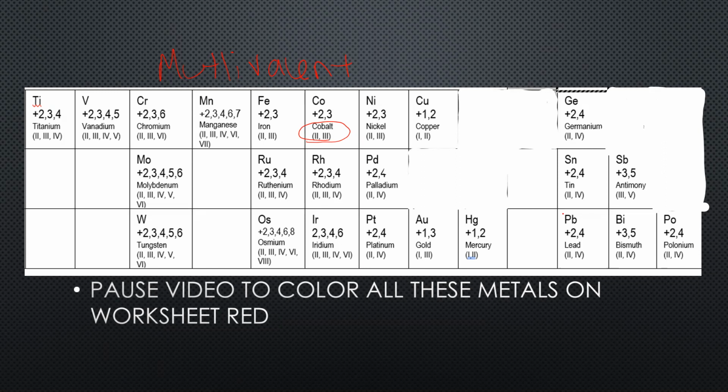So take a moment and on the worksheet, pause to color all the metals seen here that have these multivalent charges red. So anytime you see, let's say, iron, I want you to shade it red. Again, take a moment and pause to do that.